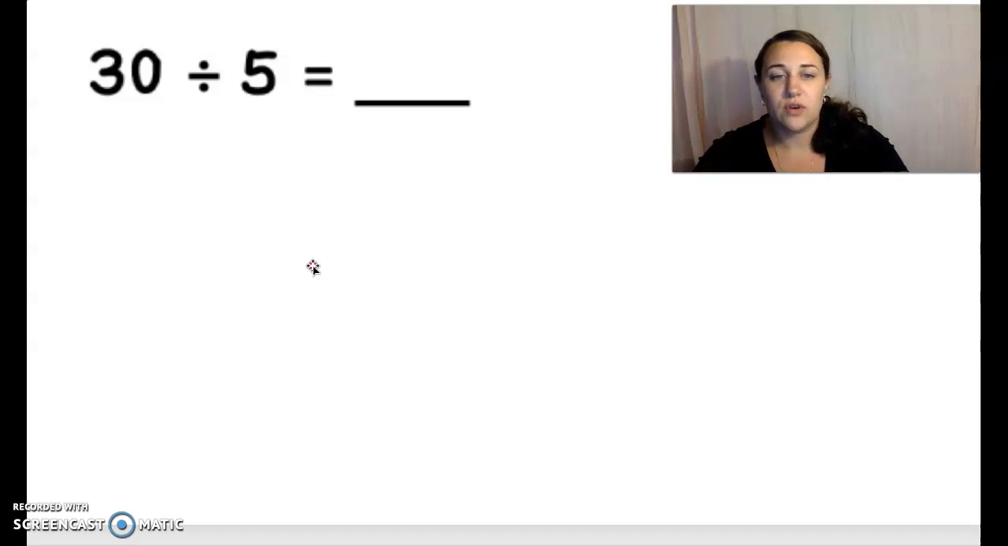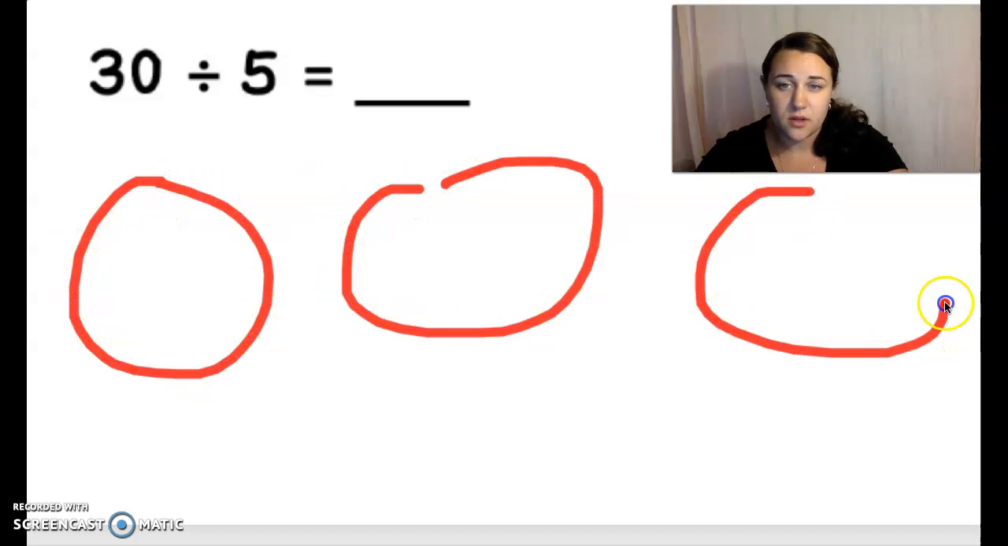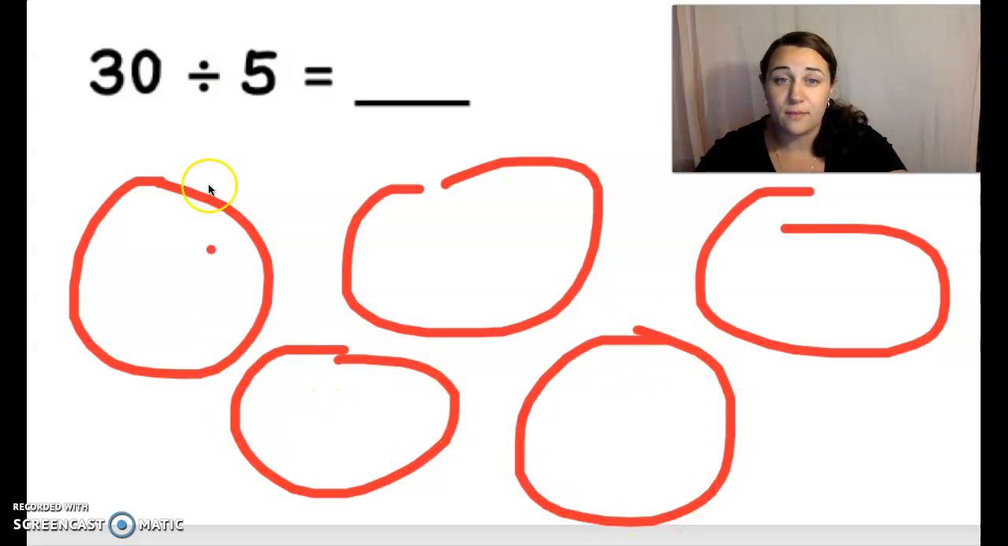So I know right away I see 30 divided by. That means that 30 needs to be divided into 5 equal groups. So first thing I'm going to do is make my groups. The 5 is my groups. 1, 2, 3, 4, 5. I have my 5 groups. And now I have to divide that 30. In order to do that evenly or fairly, I have to put 1 in each group and keep going until I get to 30.